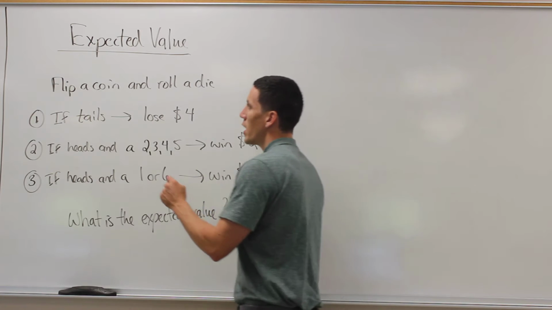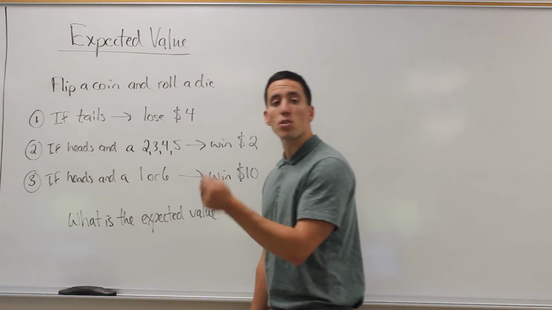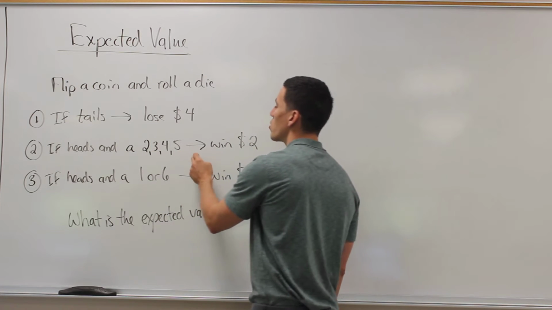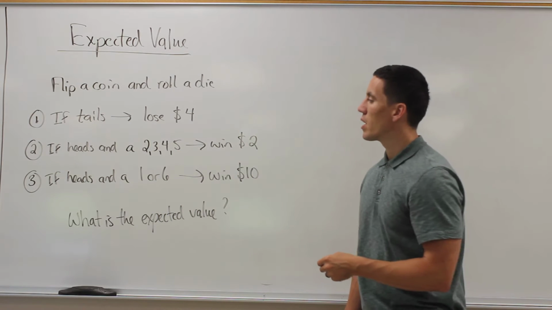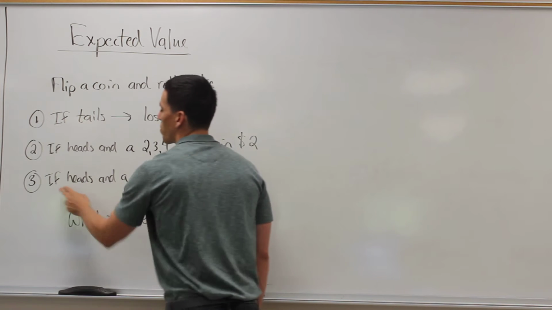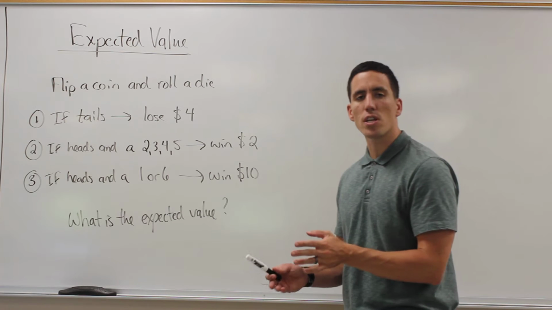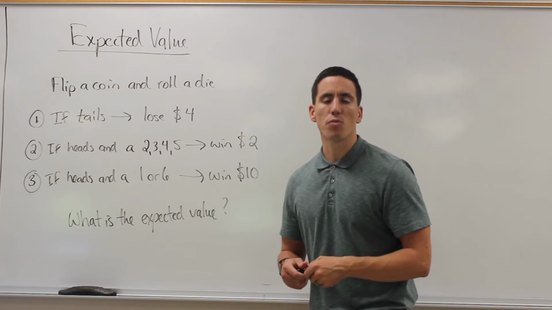Number two, if you flip a head, then you get to roll the die. And if you roll a 2, 3, 4, 5, you win $2. Number three, if you flip a head and you roll a 1 or a 6, you win $10. The question is, what is the expected value of the game?